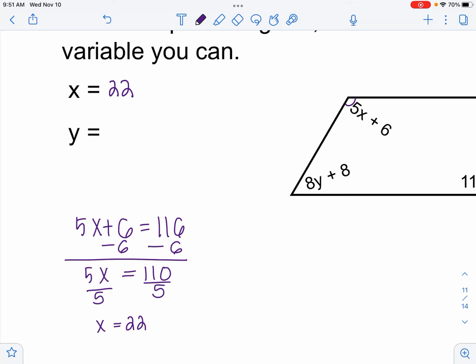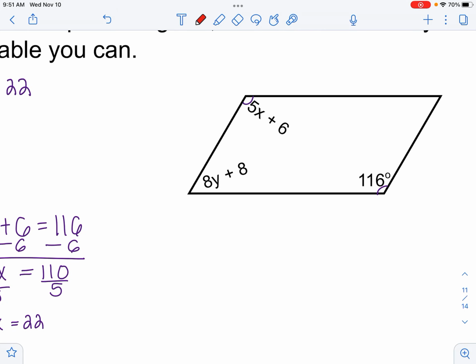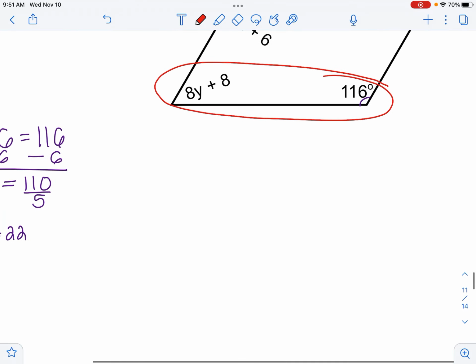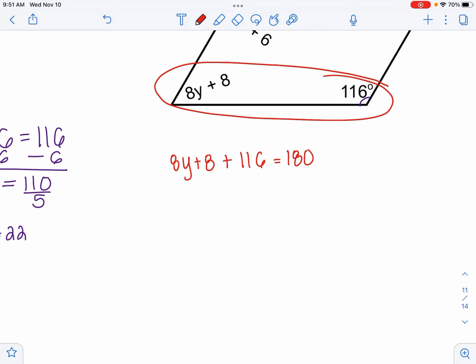Now I have to solve for y. There's more than one way to solve for y. I could say this is 116 here and then do 180 minus 116 and figure out what this is. But that seems like more work to me than just saying these two are same side interior angles. They're next to each other when there's parallel lines involved, so I know they're supplementary. So I'm going to do 8y plus 8 plus 116 equals 180.